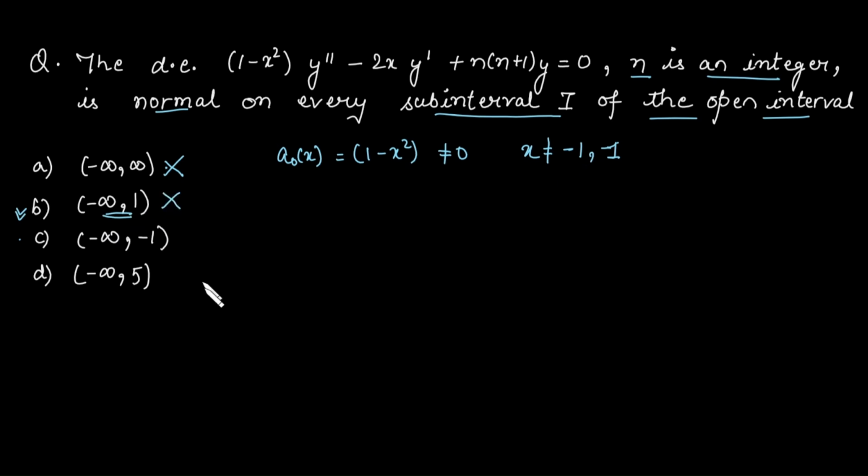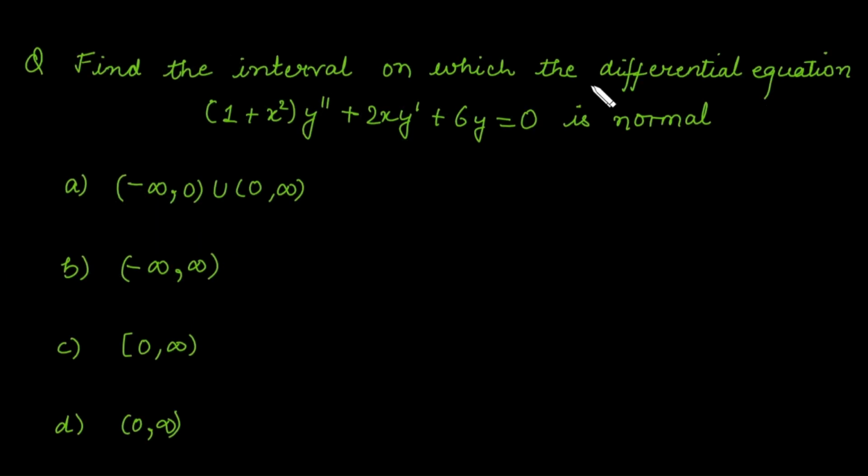Again, this is not the option. If you observe the D option, again, minus 1 as well as 1 is a part of this one. So for this interval, again, it is not normal. So we have only one option. The answer is C. Next question: find the interval on which this differential equation is normal.